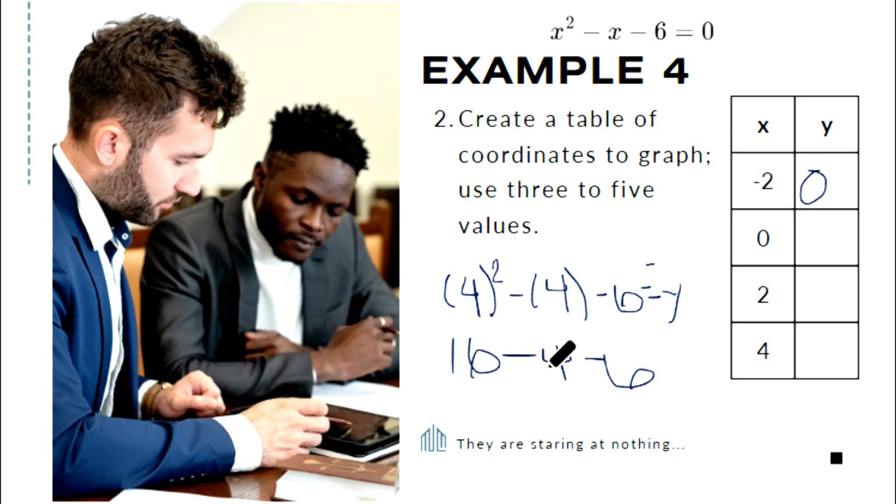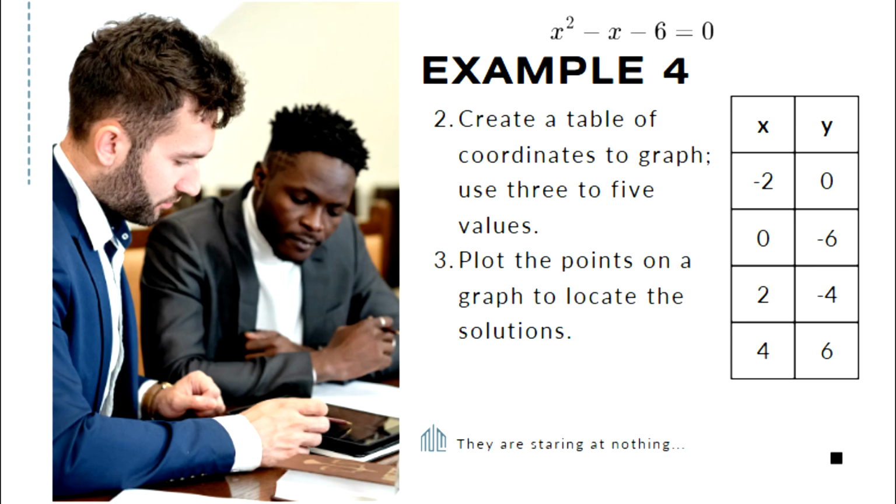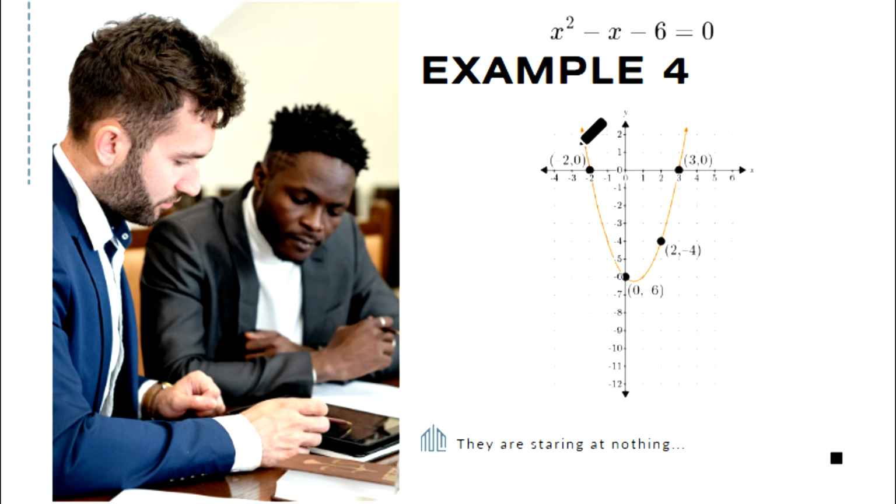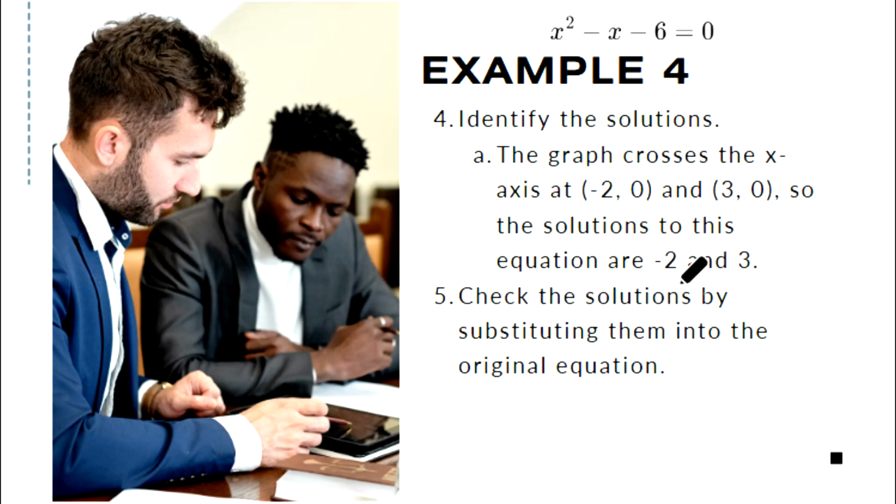So 16 minus 4 is 12. Minus 6 gives us 6, okay? You would do that for the whole table. You get these values. Plot the points on a graph to locate the solutions. So we have 2 x-intercepts, one here and one here. And that means the solutions are negative 2 and 3.